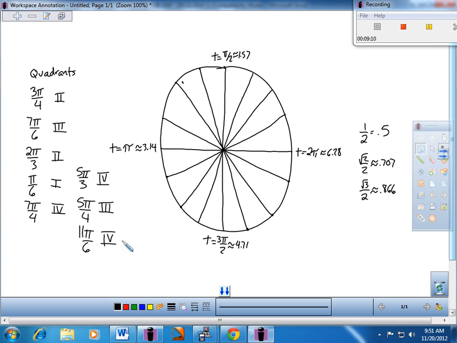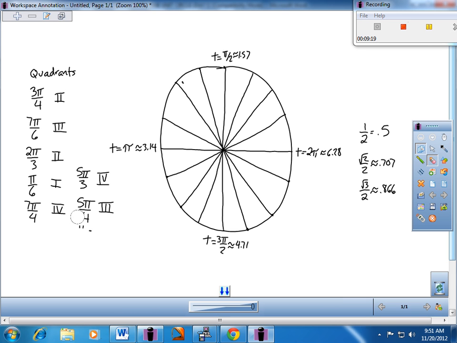Okay, hopefully that works out well. As I said, before we can start talking about sine and cosine and stuff like that, that is our first order of business. Where are you on the unit circle?